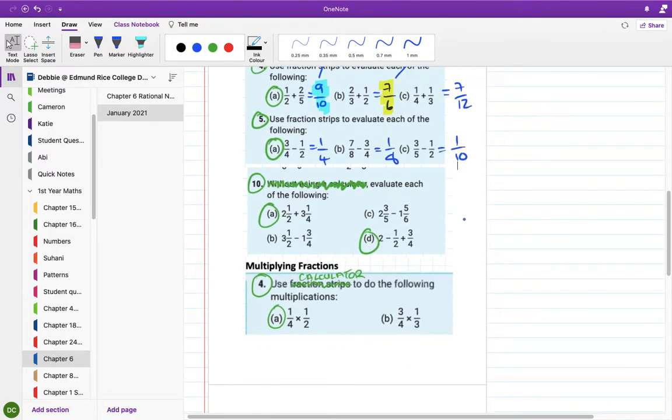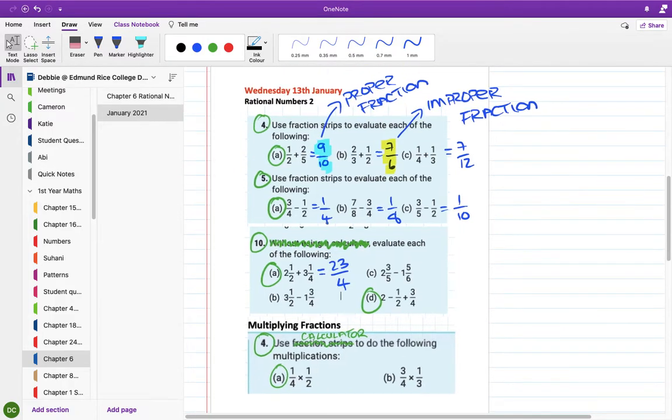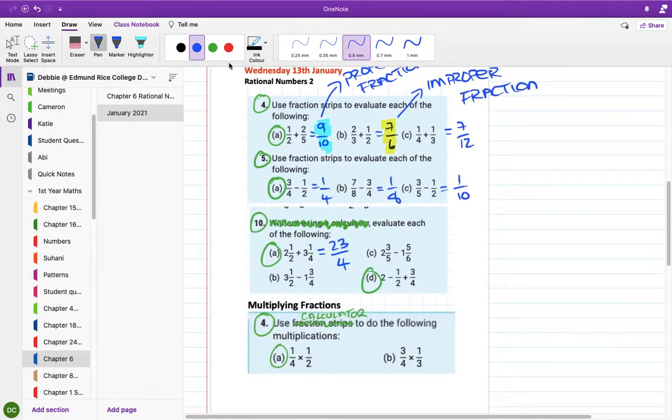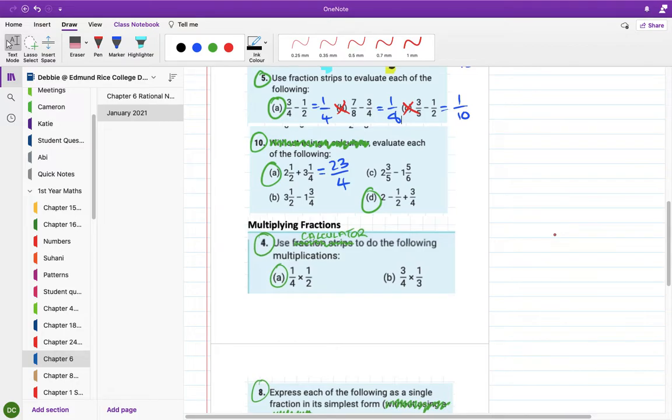Okay, mixed fraction, so I'm using the shift button with the fraction button to put in my 2 and 1 over 2, plus shift button again, 3 and 1 over 4. And that gives me 23 over 4. I just realised I'm after doing uncircled ones. So this one and this one, I didn't need to do. Okay, the last one here in question 10 is 2 minus 1 over 2 plus 3 over 4. So type all that in and you get 9 over 4.